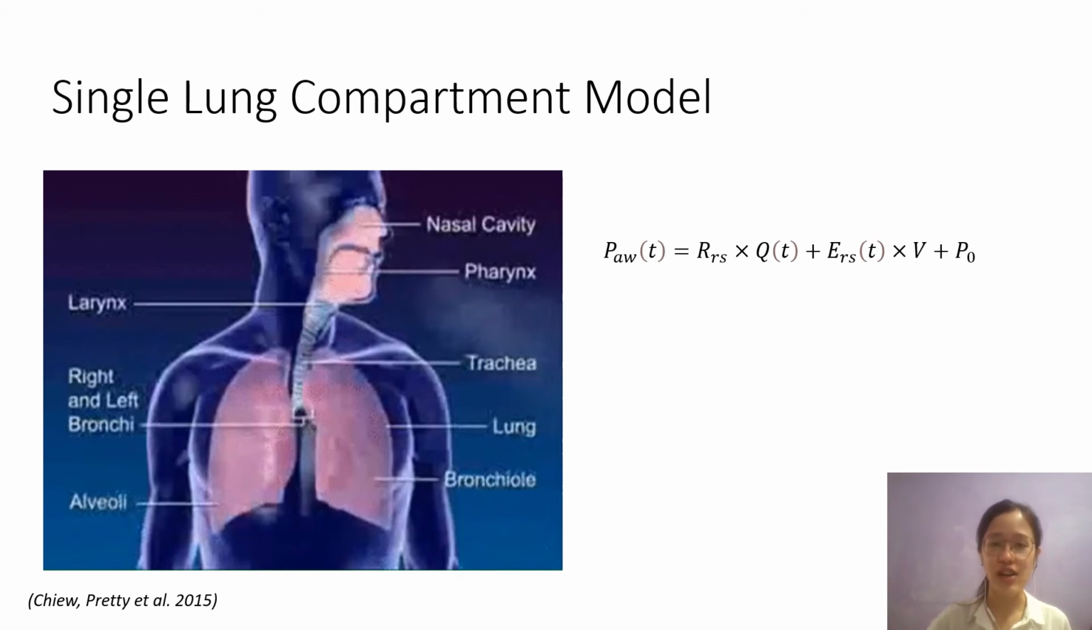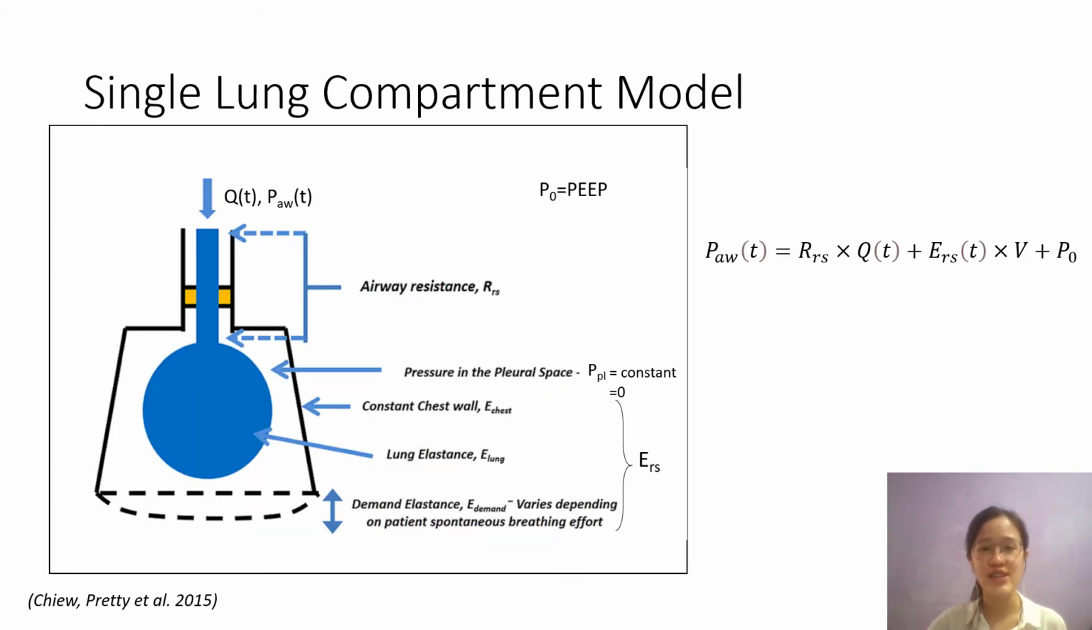It is pretty much like a balloon. When we fill air in, it will be stretched open and enlarged in volume. And when we let it go, the balloon is relaxed and the air will be released. The single lung compartment model describes this motion. If you look at the equation here, the parameters P, Q, and V are the pressure, flow, and volume respectively, which we already have from the ventilator. R and E are the resistance and elastance respectively. P0 is the baseline pressure. You can think of it as the pressure of the system environment.